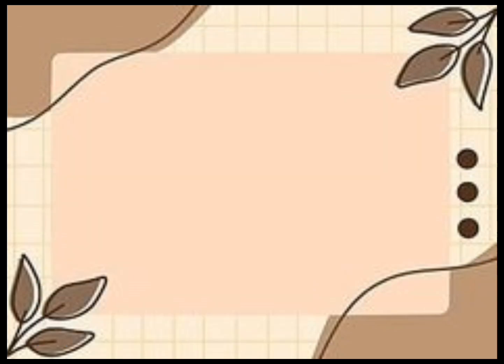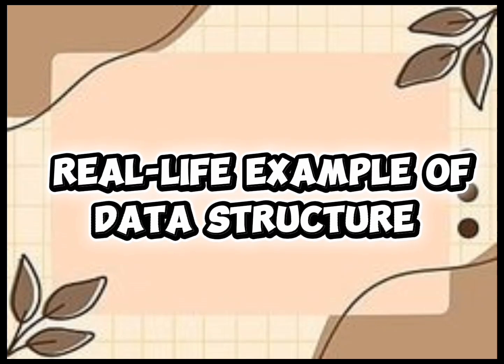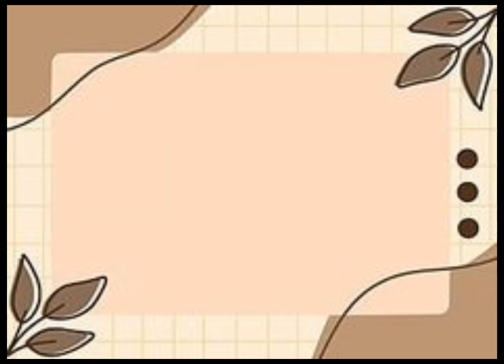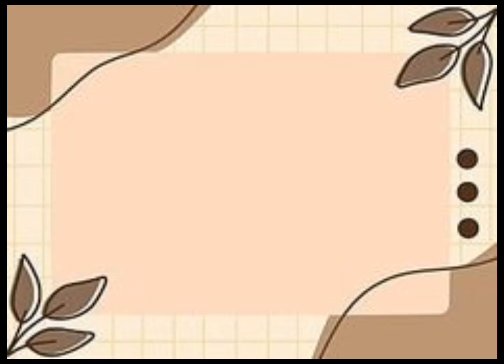At this point, I will give a real-life example of data structure. A real-life example of data structure is a queue in a cafeteria. The first person in line is served first, which follows the FIFO rule, which is first in, first out.